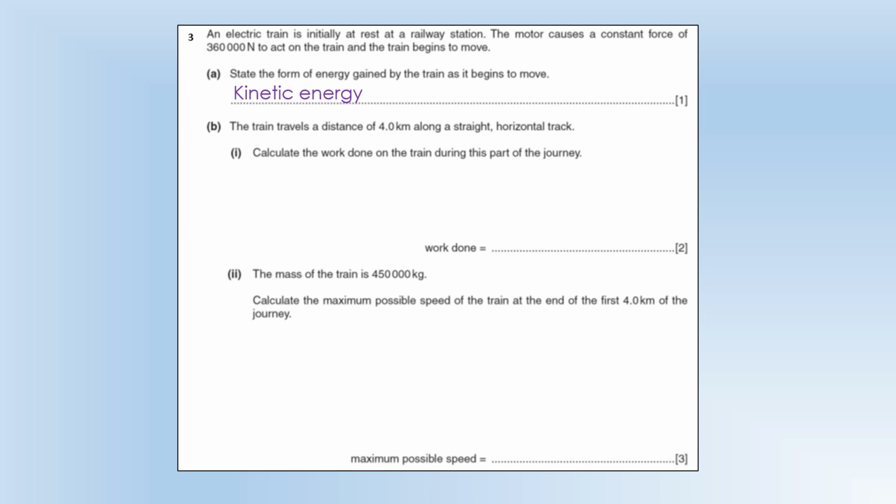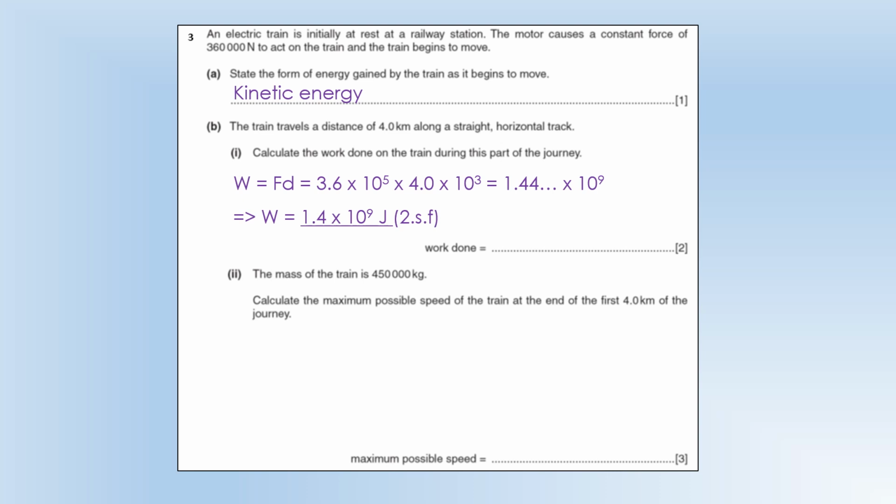The train travels a distance of 4 kilometers along the straight horizontal track. Calculate the work done on the train during this part of the journey. Okay, so the work done is force times by the distance travelled in the direction of the force, giving us 1.4 times 10 to the 9 joules of work done.